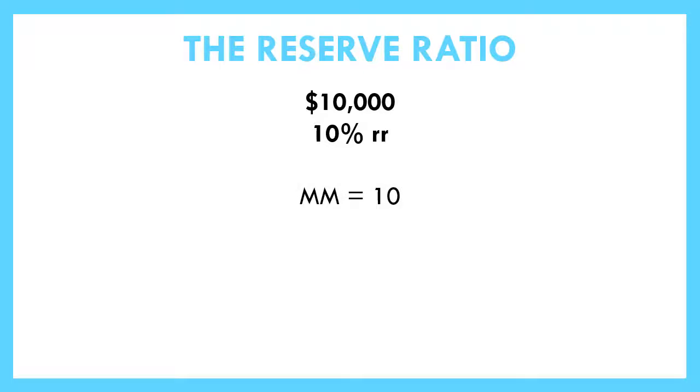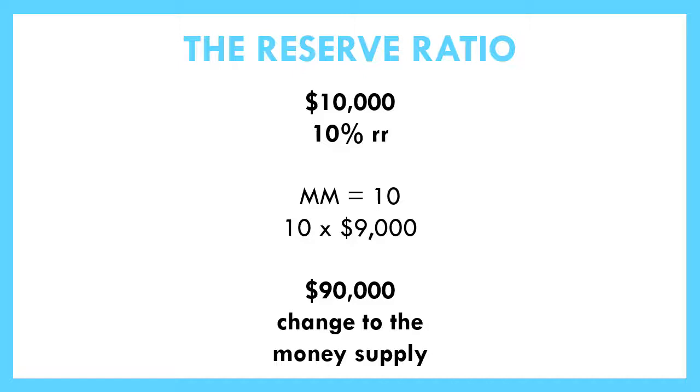We take that 10 and multiply it by our excess reserves. Our excess reserves is whatever's left over after we hang on to the required reserves. So 10% of 10,000 is $1,000, leaving $9,000 in excess reserves. We take the 9,000 in excess reserves, multiply it by our money multiplier of 10, and we find out that through this whole loaning process, $90,000 could end up being created and added to the money supply.